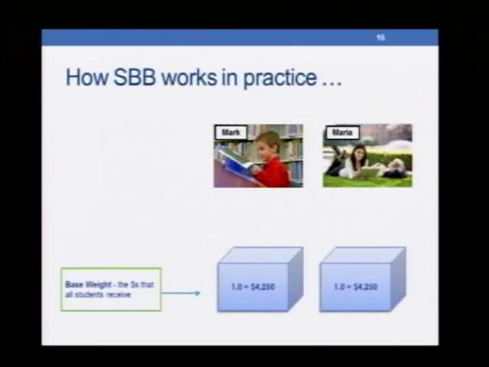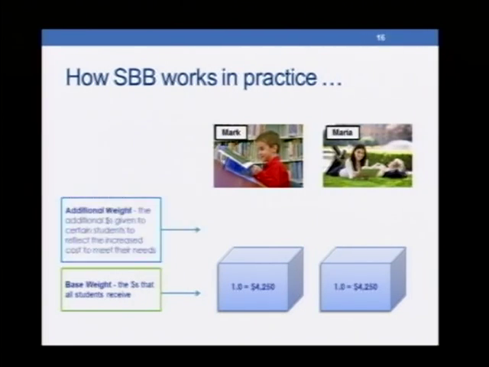So how does this work in practice? Two students, Mark and Maria, both start off with a base weight of $4,250, as I showed you on the last slide. And then they get additional weights on top of that. Mark is an economically disadvantaged student, so he gets another 0.1 weight on top of that. He also has an IEP and is identified as a SPED option 2 student. And so Mark's total funding level is about 1.6, or $6,800.